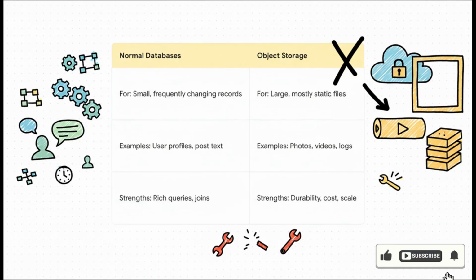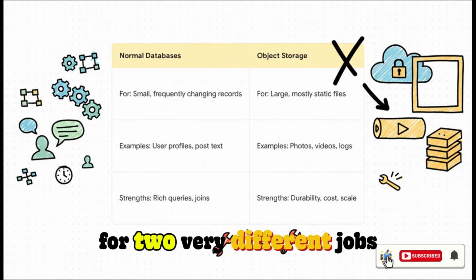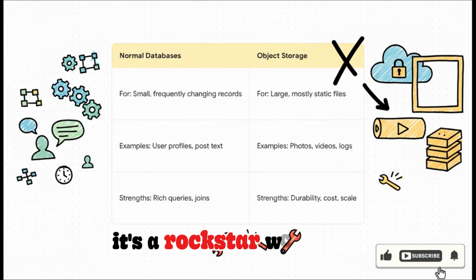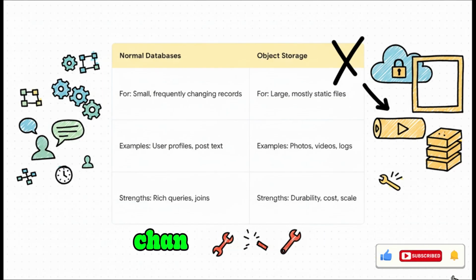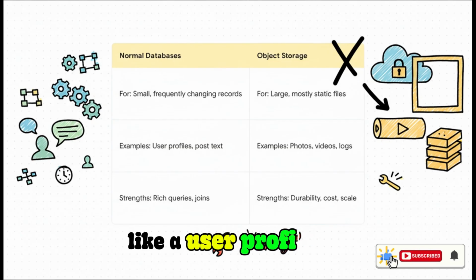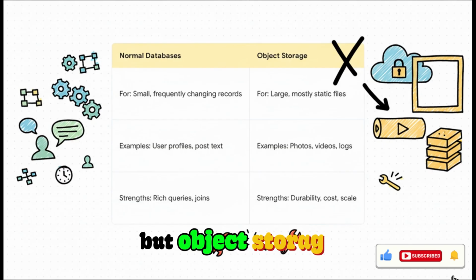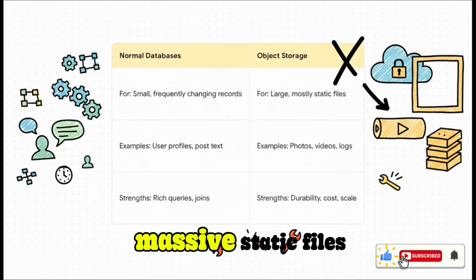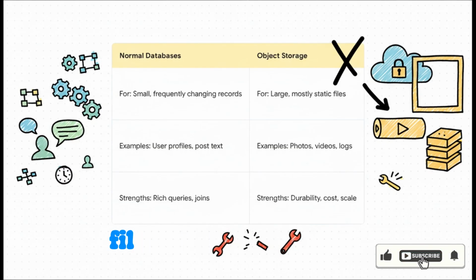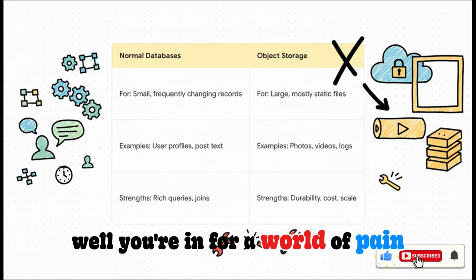Well, the absolute key thing to get is that these are two totally different tools for two very different jobs. A normal database is a rock star with small, structured data that changes all the time, like a user profile or the text of a post. It's built for complex queries. But object storage is designed for massive, static files. Files that you write once and then read over and over. And if you use the wrong tool, well, you're in for a world of pain.